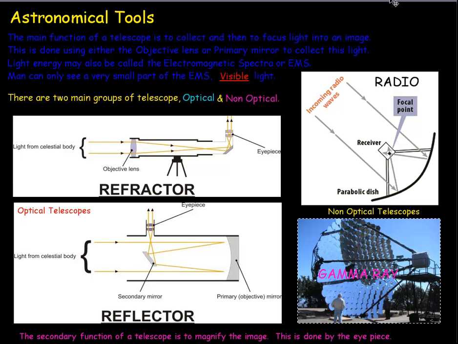And now, what is the function of these? The main function of a telescope is not to magnify things. The main function is to collect, gather, and then focus light, so we can make the images to be what they really want to be. We do this in one of two ways.